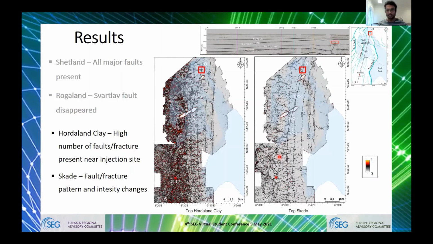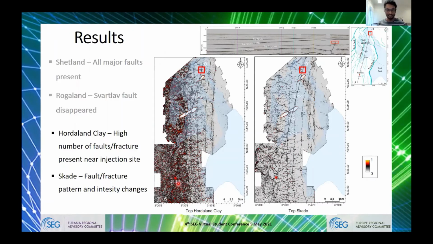And we check the upper two formations, top Hordaland clay and top Skade. So this is top Hordaland clay, and we are not expecting this Thuse fault up to here. So there is no trace of Thuse fault. Actually, no major faults are present at this level.